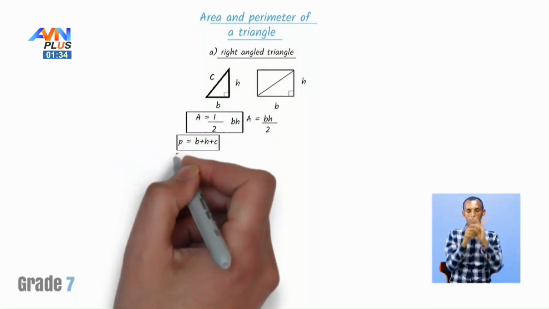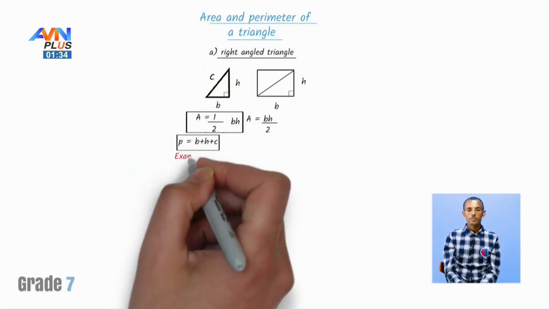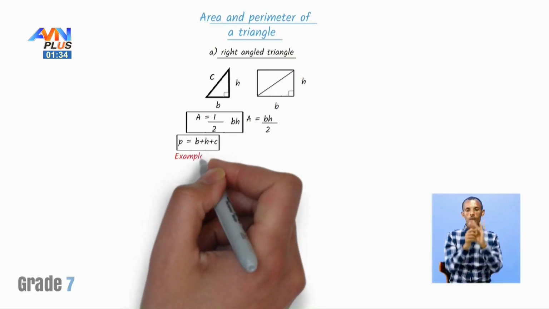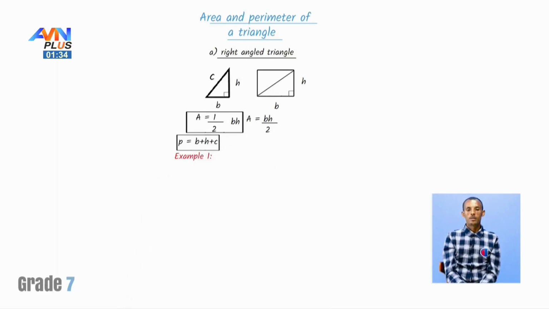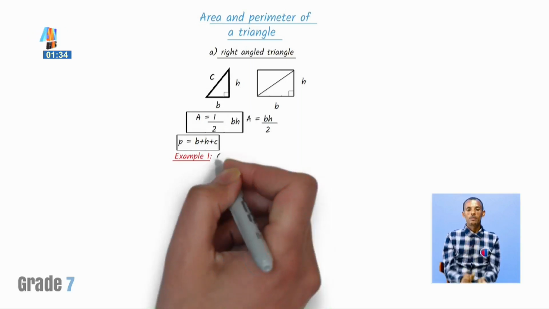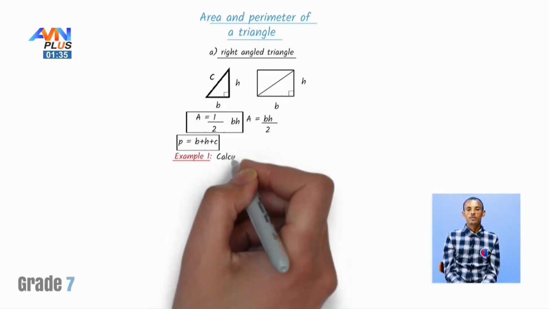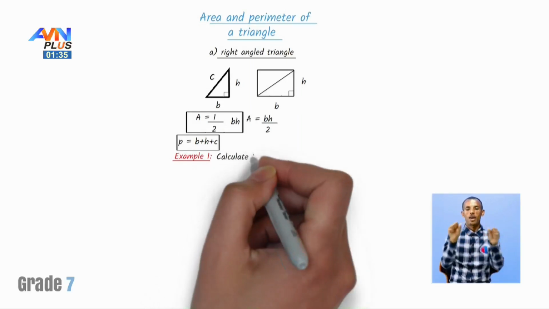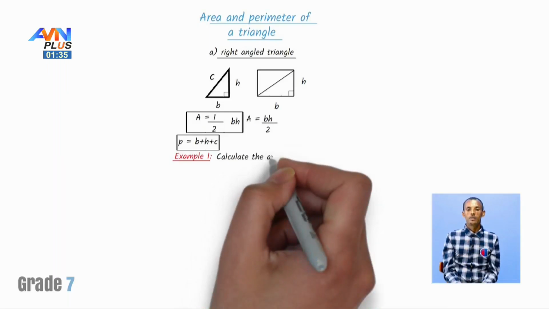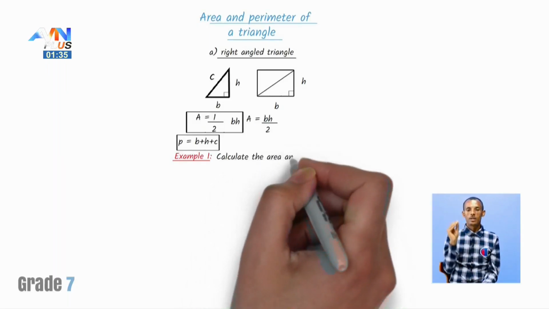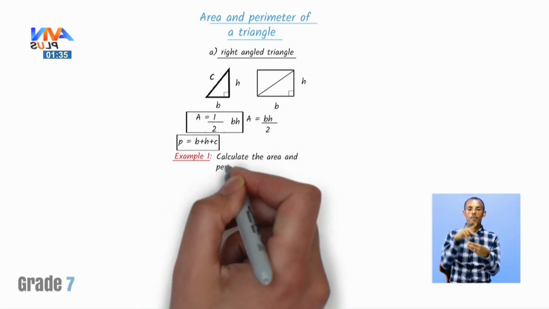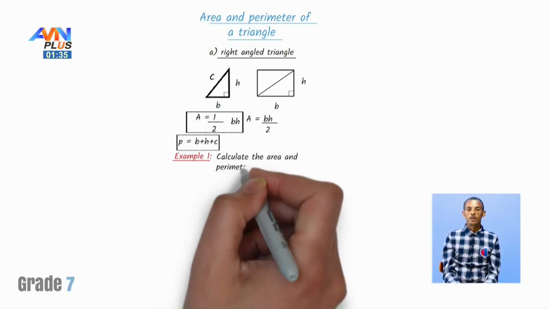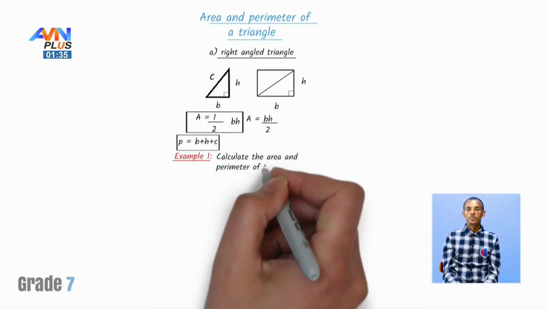Example 1. Calculate the area and perimeter of the following triangle.